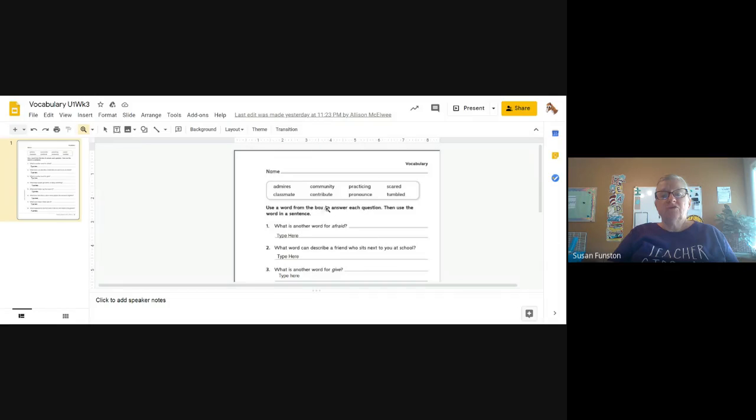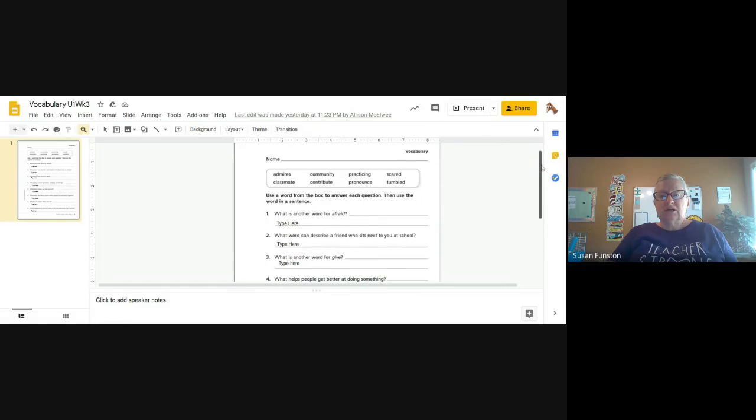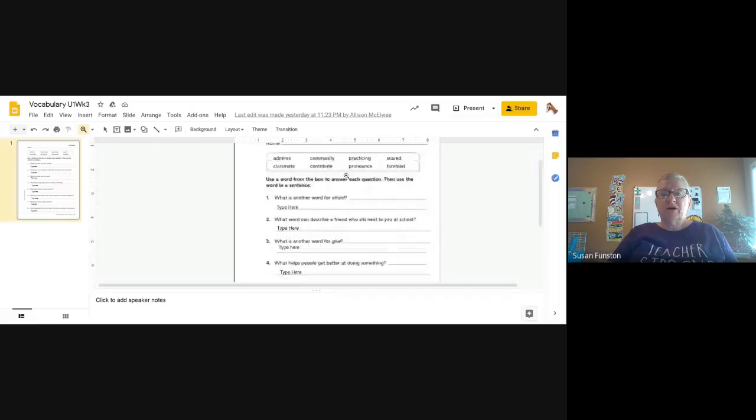So we're going to use a word from the box to answer each question, and then use the word in a sentence to make sure that you are answering both parts. So let's take a look at the first one together. What is another word for afraid? So we're going to look at our vocabulary words and find a word that means the same as afraid. Ah, I see it. It's scared.